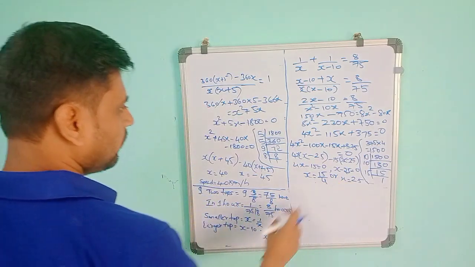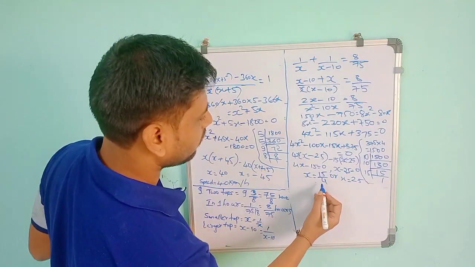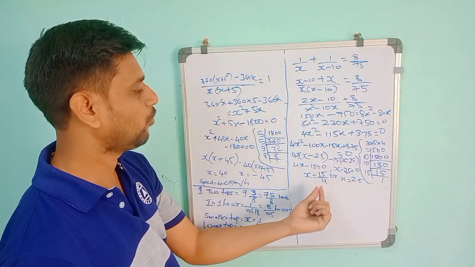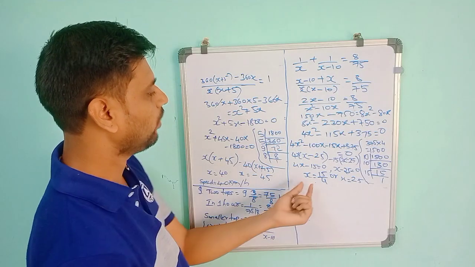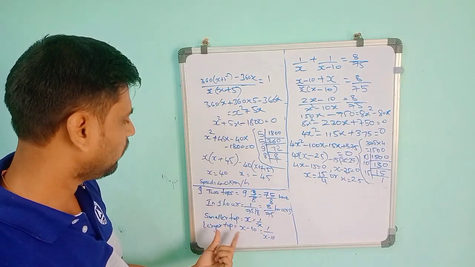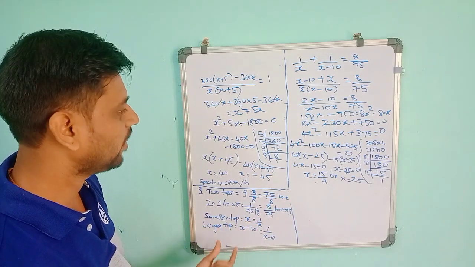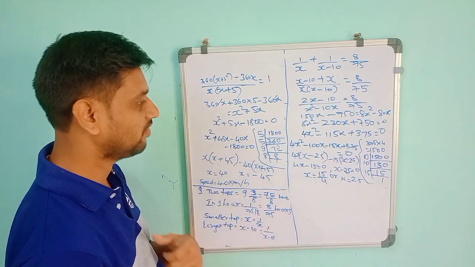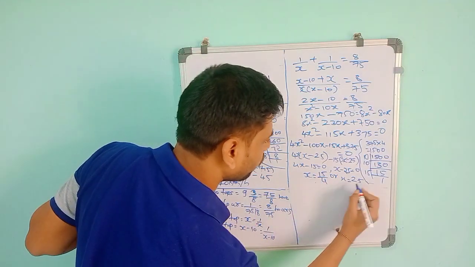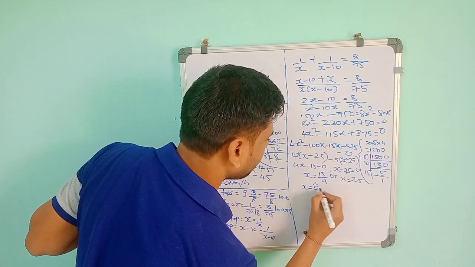See here, 15 by 4 will become approximately 4. But if you take x as 4 for the smaller tap, the larger tap takes 10 hours less, so 4 minus 10 becomes minus 6. So you should neglect this number and take x equal to 25.